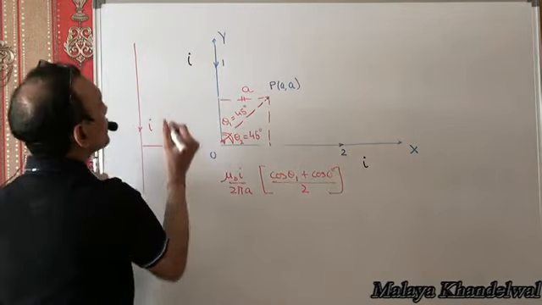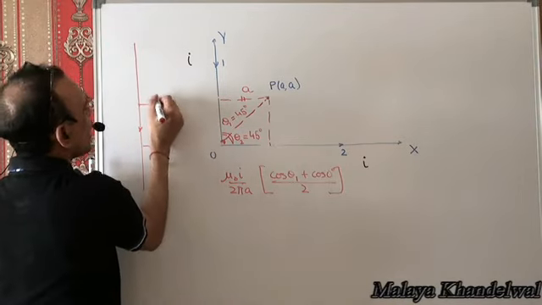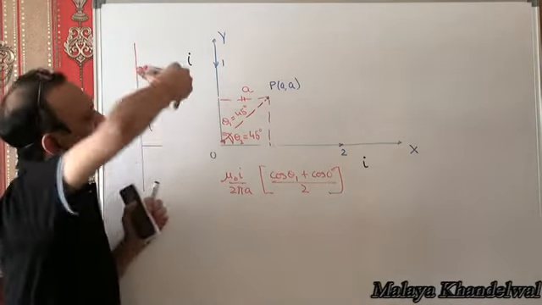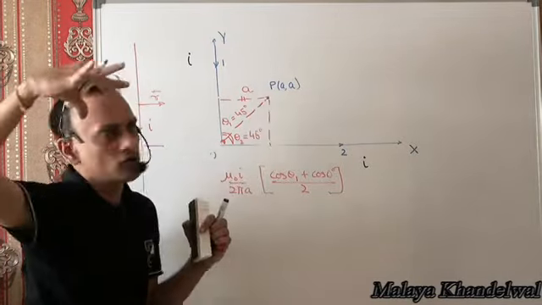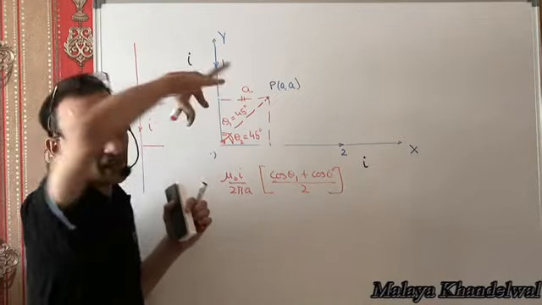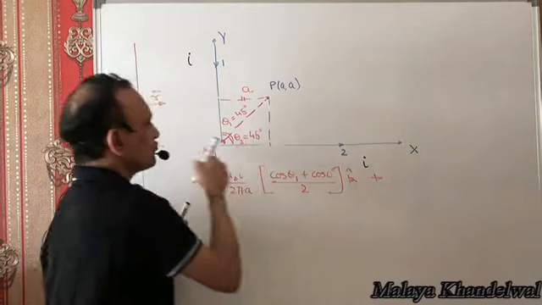And the direction: realize that if dl is like this and r is like this, dl cross r would come out of the plane of the board. So because of this, the field at P would come out of the plane of the board, which is in the plus k direction, k cap, plus the field because of this.